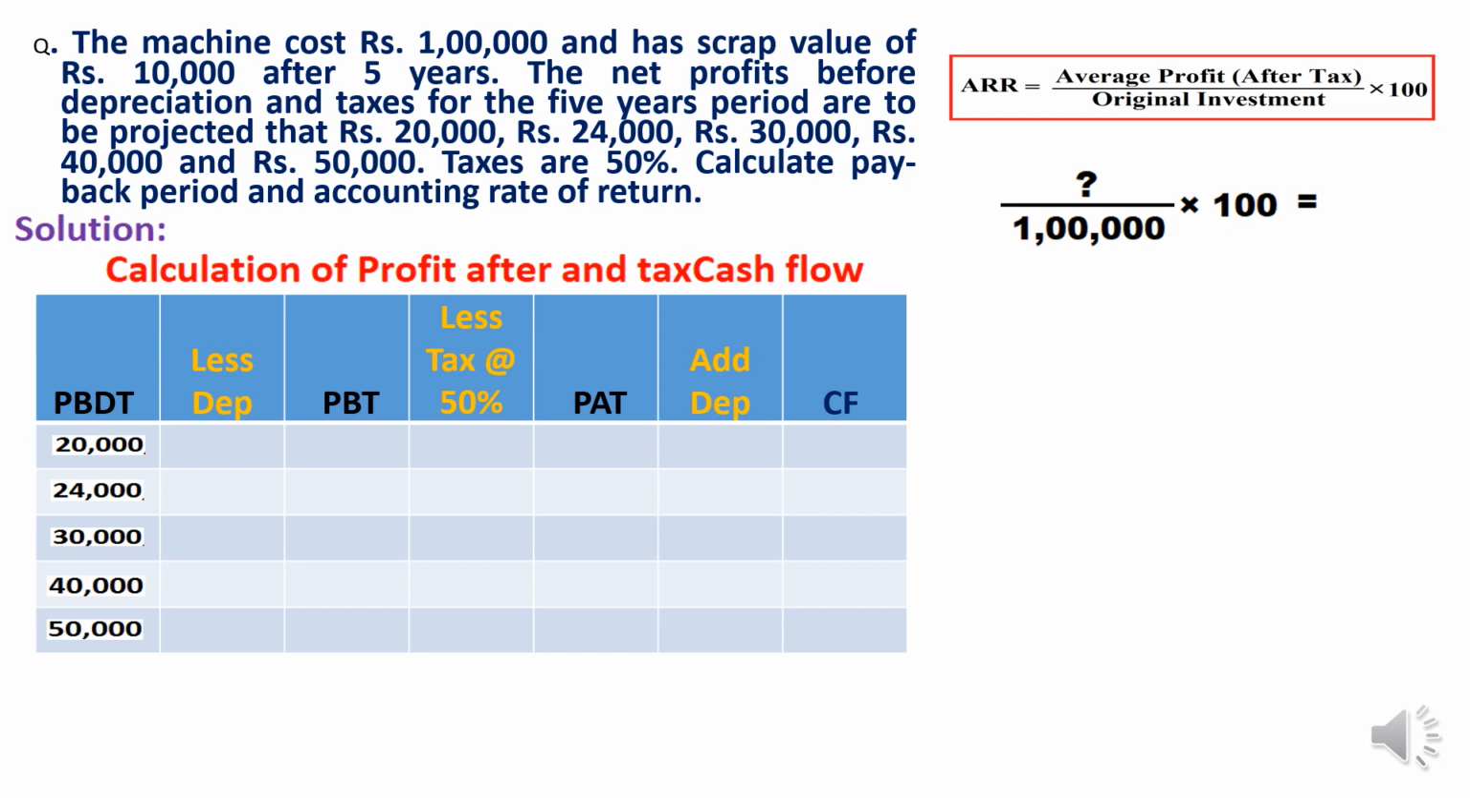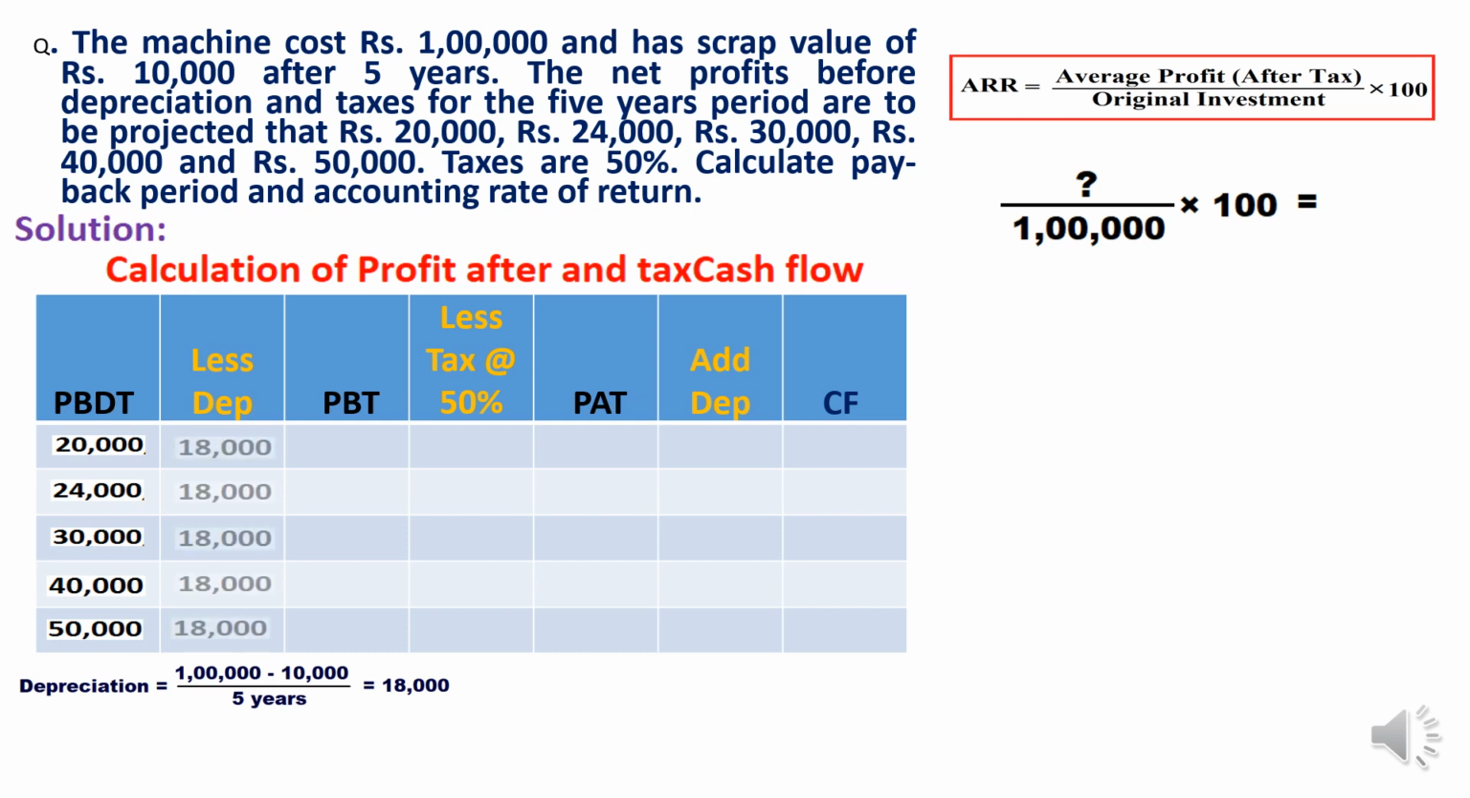Then we need to calculate depreciation. Depreciation is not given in the question, therefore we have to calculate it using the formula. What is the formula? Cost of the asset minus scrap value divided by life. So depreciation is equal to cost, 1 lakh rupees, minus the scrap value given in the question, that is 10,000, divided by life, 5 years, which gives 18,000. Whenever you don't find any percentage, you apply this formula and calculate the depreciation value. So the depreciation value is 18,000 rupees.